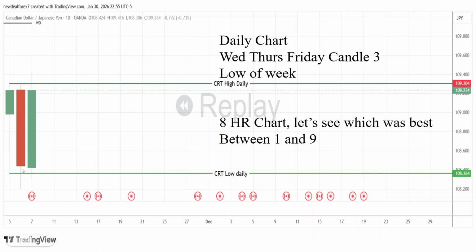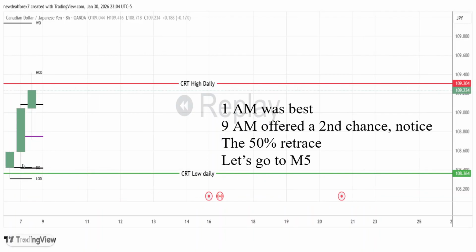Okay, but remember, this was candle two because it swept below the low and then closed inside of it. So between 1 and 9, this is a great pattern that you want to keep an eye out for, because we have three candles in a row, 1, 2, 3, that did play out. The best candle would have been 1 a.m., which is this middle one, obviously.